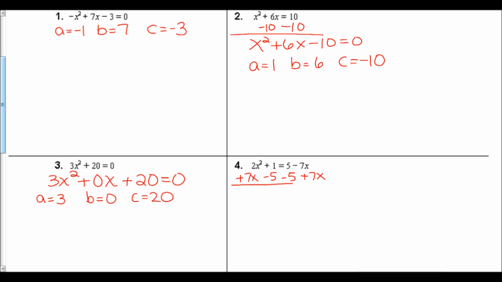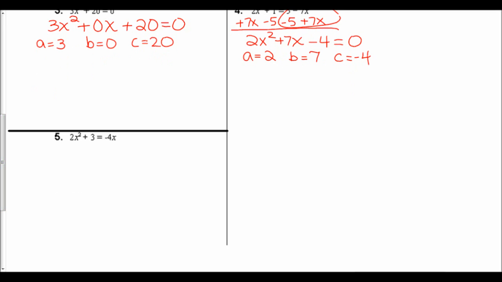So in standard form, I have 2x squared. I have plus 7x because my x's can't combine with other things that don't have x's. And then my plus 1 and my minus 5 go together to give me a minus 4. On the right, these things would cancel out to give me a 0. So for this equation, in number 4, a is 2, b is 7, and c is negative 4.